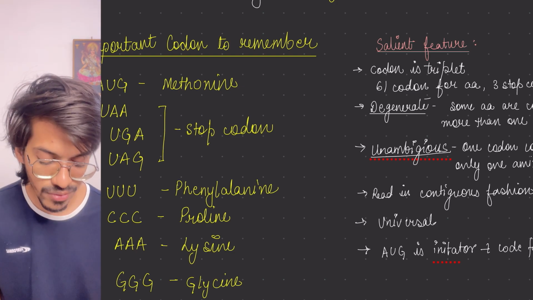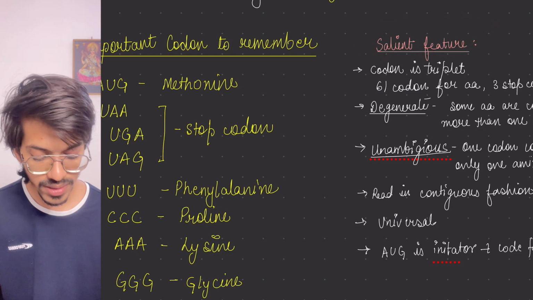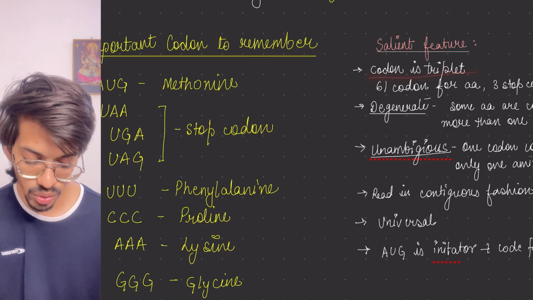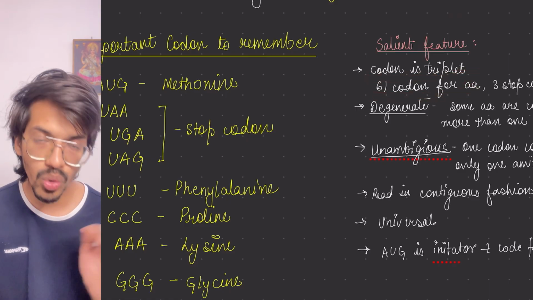Moving on to the salient features, they can ask you. What are the salient features? Codon is triplet. 61 codes for amino acids. 3 codes for nothing.